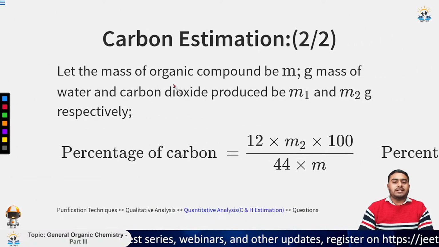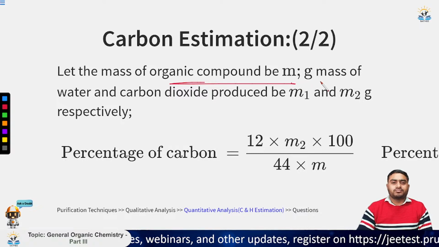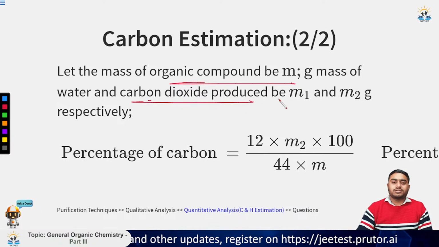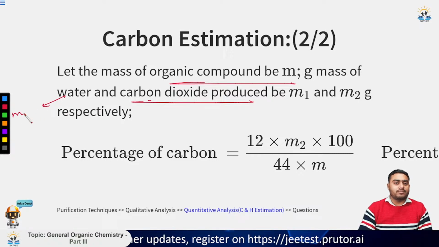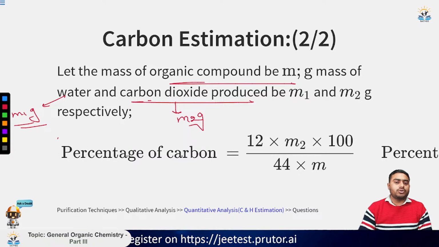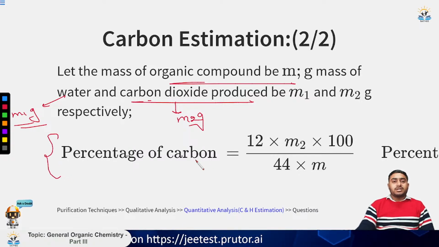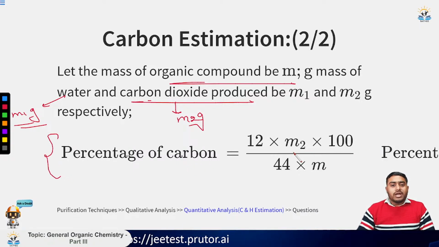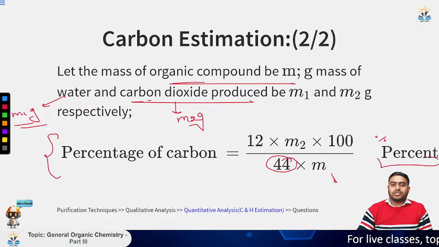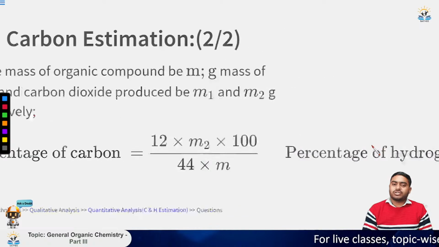Let the mass of organic compound be m gram. Suppose the mass of water is m1 gram and the mass of carbon dioxide produced during the reaction is m2 gram. You can use this formula directly. Percentage of carbon is 12 into m2, where m2 is the mass of carbon dioxide, into 100, divided by 44 into m, where m is the mass of organic compound. You will get the answer in percentage. This is the percentage of carbon.